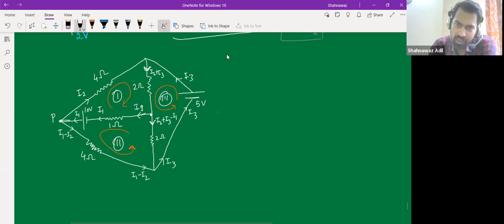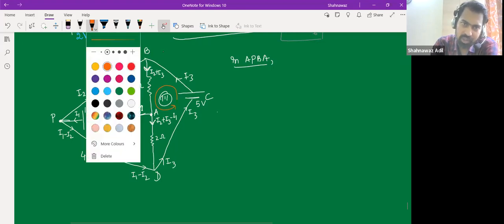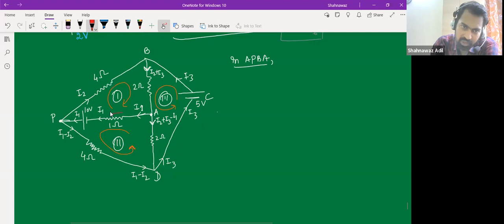Okay, so let me name this A, this B, and this C. So the first loop is A B. So A B, right. This is the resistance, and we are going along the loop that we have assumed, and the current is going in this direction.